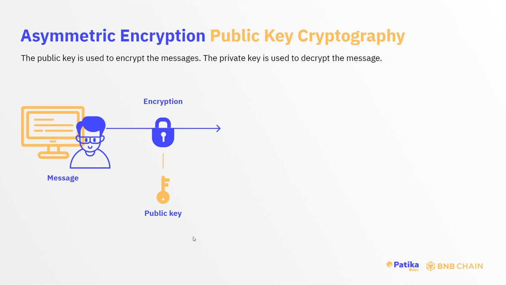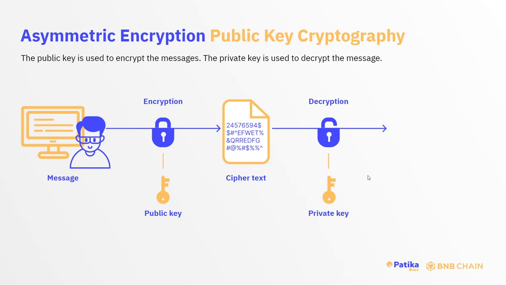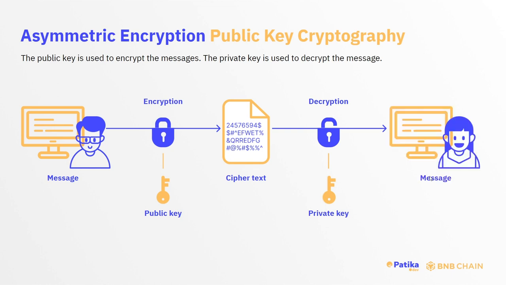For example, I will use Alice's public key to encrypt the message. Then it's going to be an unreadable text, which is called ciphertext. Then Alice will decrypt that message and get it using her private key. The good thing here is that the public key is open to anyone, so everyone can encrypt the message, but only Alice can decrypt the message to be able to read it.